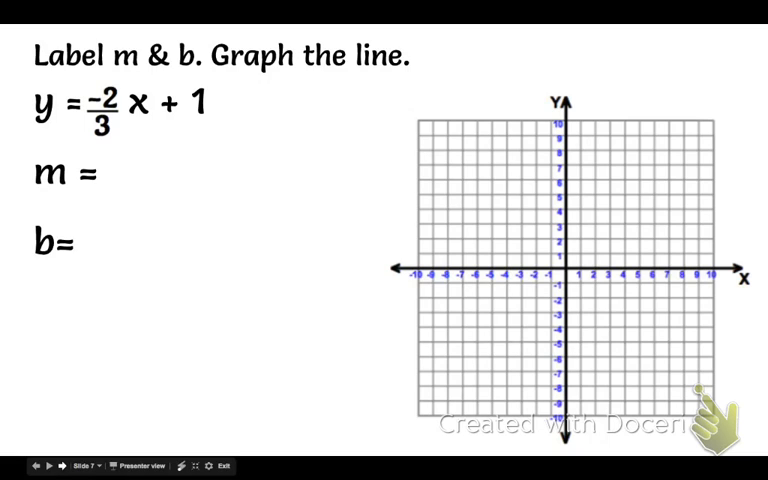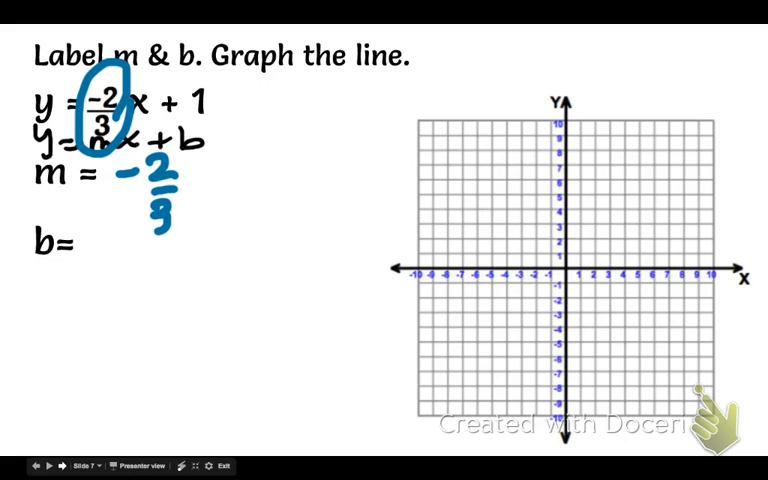Okay, here's my example. Again, I'm going to put y equals mx plus b right underneath my equation to help me pick out my slope and my y-intercept. In this case, my slope is a fraction, it appears. So my slope is negative 2 over positive 3. And my y-intercept is positive 1. So I'll need to begin with my y-intercept at 1. So I'll find 1 on the y-axis.